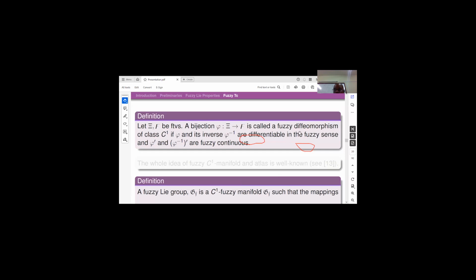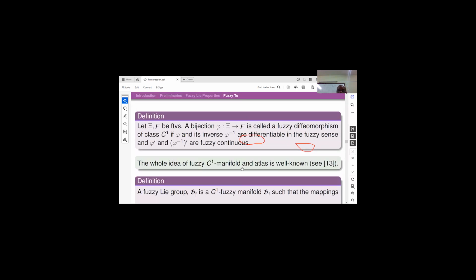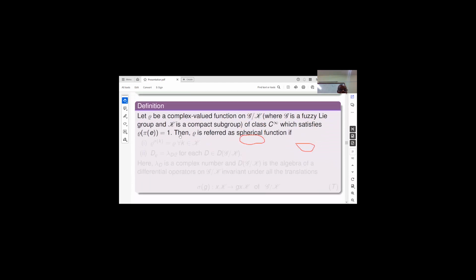Now, let me show what we need to construct our spherical functions. This is a fuzzy Lie group. A fuzzy Lie group is a C1 fuzzy manifold, such that this one is compatible and is fuzzy differentiable. So we now have what we need to construct our spherical functions: the invariant differential.